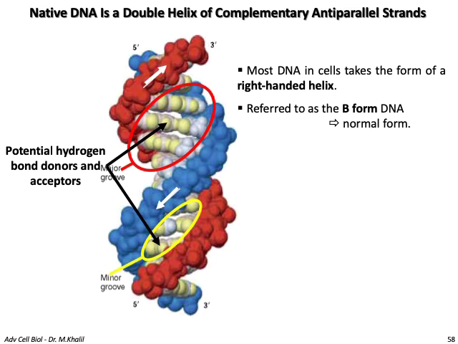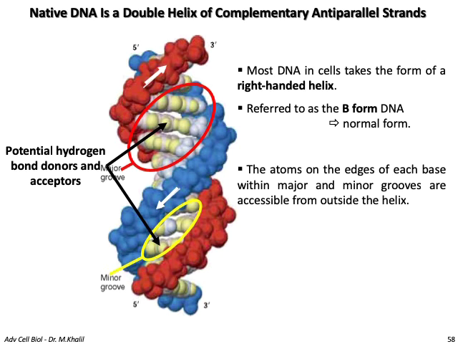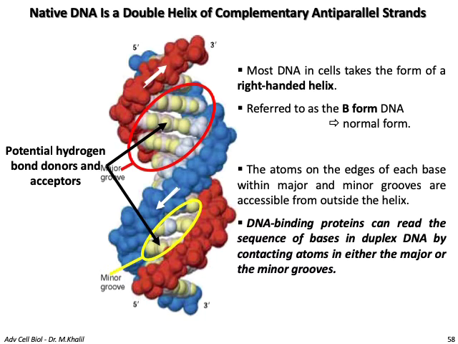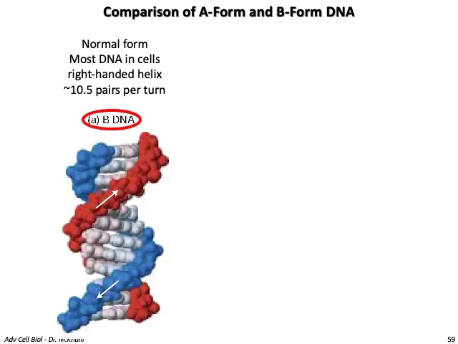They are potential hydrogen donors and acceptors. That means these groups provide active sites for binding for other proteins that interact with the DNA, like RNA polymerase. A DNA binding protein can read the sequence of bases in duplex DNA by contacting atoms in either the major groove or the minor groove.